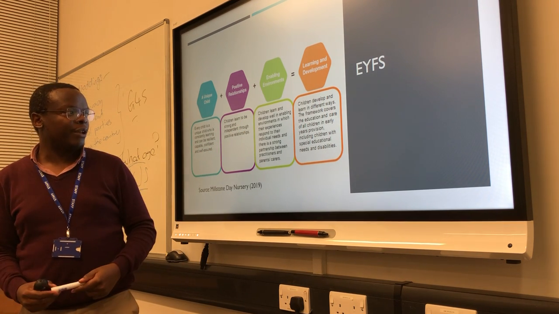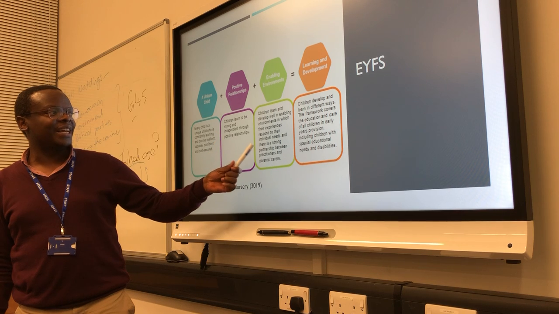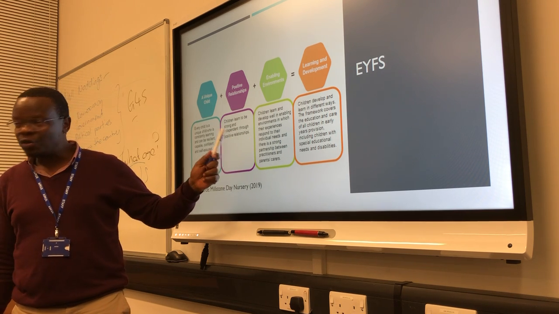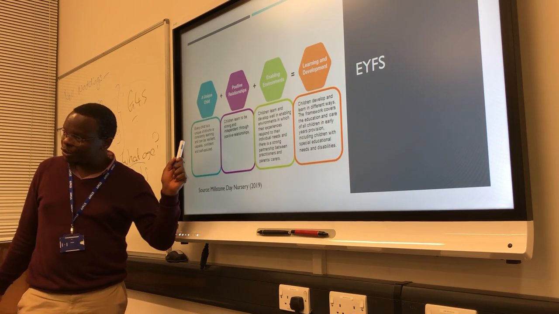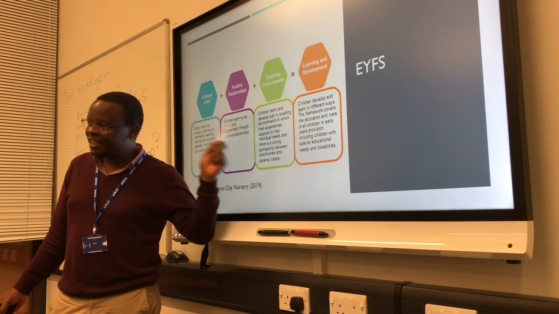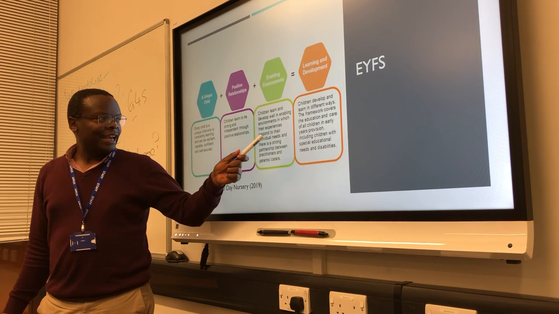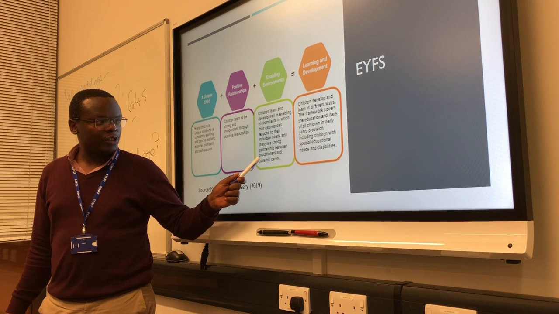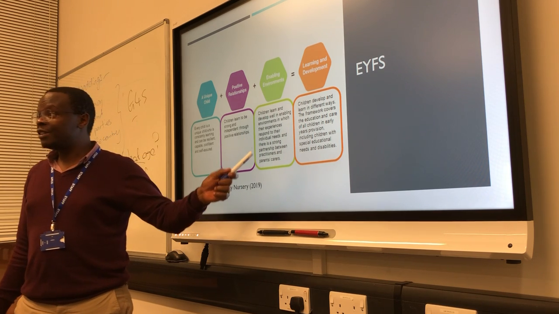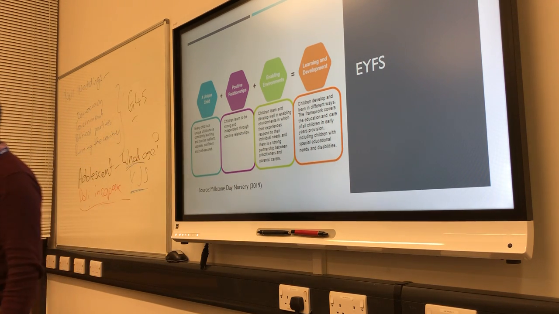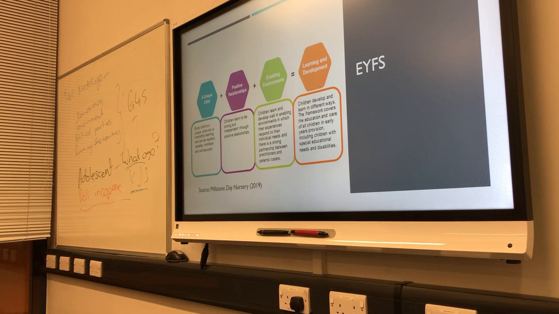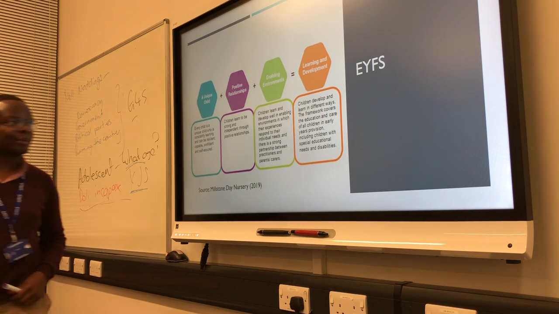Then you have enabling environment. Children learn and develop well in enabling environments in which their experiences respond to their individual needs. Again, it's going back to the unique child when you talk about individual needs. And there is a strong partnership between practitioners and parents and carers. That's what I've been trying to say. That partnership is very important for continuity and consistency. Because children love consistency. You don't want to be doing one thing in the setting and then experience another thing at home.